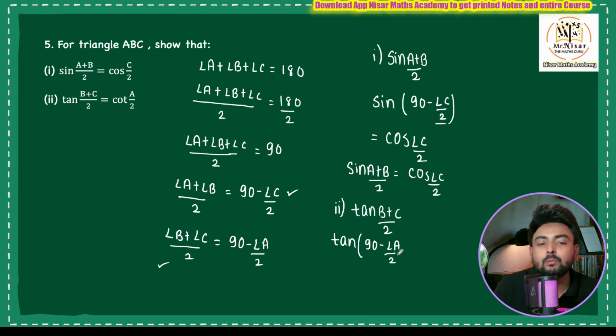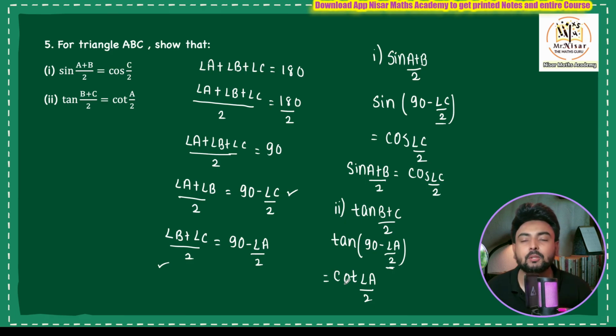B plus C by 2 means what? 90 minus A by 2. And tan 90 minus theta becomes what, children? Yes, it's going to become cot theta. And what is the value of theta here? Cot theta is cot angle A by 2, which we needed to prove. I hope it is quite clear. It is a very simple question. Just what we will do here, first we'll write the sum of all angles of a triangle, then whatever we need to find, we will be using. I hope it's quite clear. Let's go ahead for the next question.